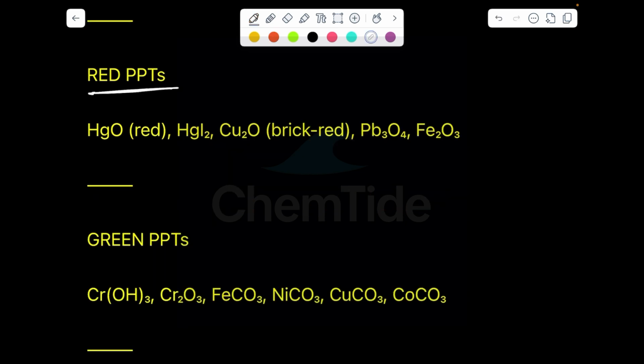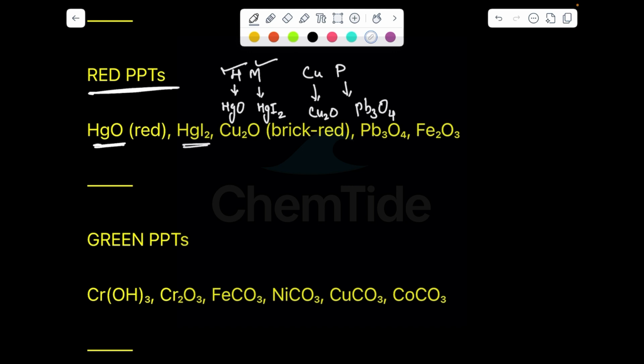Next we have the red precipitate. For red precipitate we can write Hm and Cup cup. H stands for mercury oxide, HgO, and mercuric iodide, HgI2. So let's find out: HgO, HgI2, hum. And then Cu, cup: copper oxide, and P stands for lead oxide. Here ferric oxide also stands for the red precipitate.